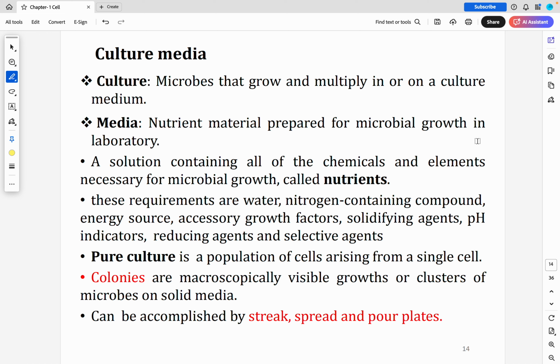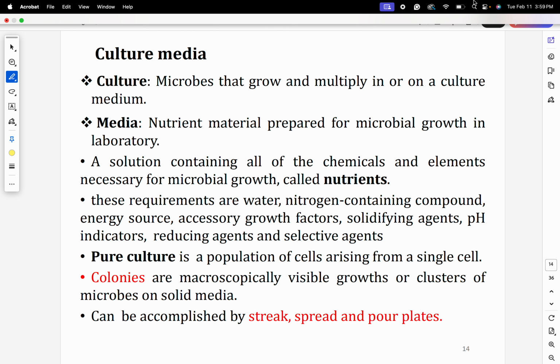All right. Okay, so how do we grow microbes? Definitely, we use culture media. So we culture microbes so that they can grow and multiply. We can purify them for further studies. The media that we use is a nutrient source. We prepare them in relation to the requirements of our target microbes.